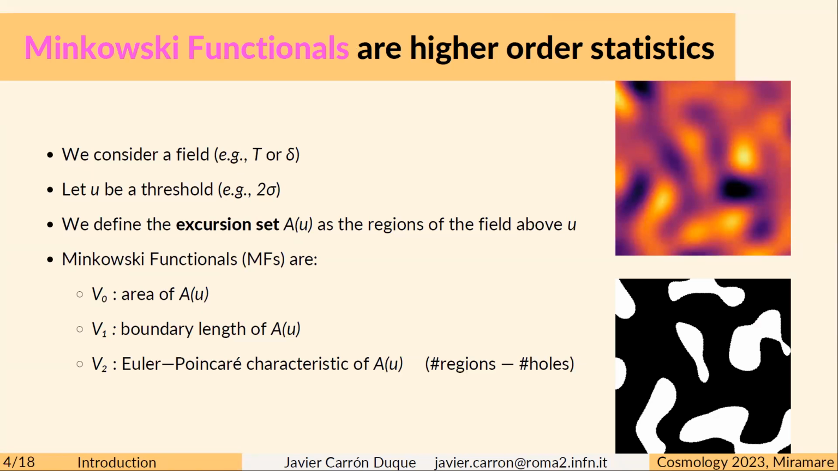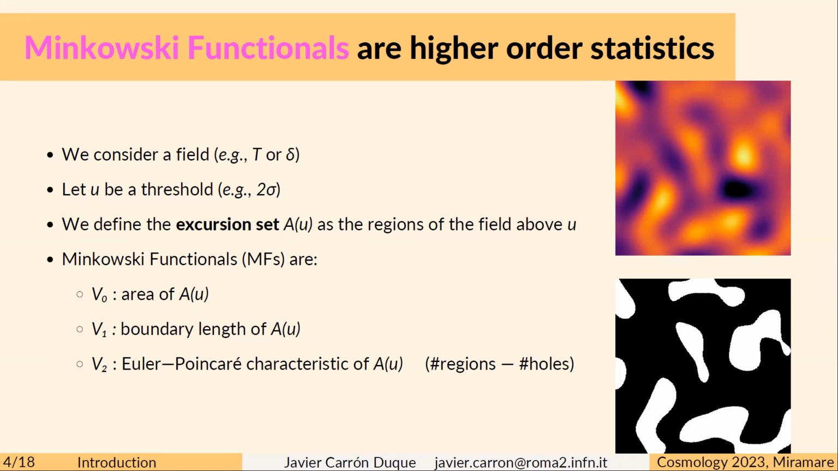Okay, so what are they? Let me define them. Take your favorite field. CMB temperature, density of galaxies, an image of your favorite galaxy, whatever it is. And let's say that this top field is your favorite field. We define a threshold, we call it u, for example, 2 sigma, and we take the regions from the field that are above this threshold, above 2 sigma, and those are the white blobs that you can see there. This is called the excursion set at 2 sigma.